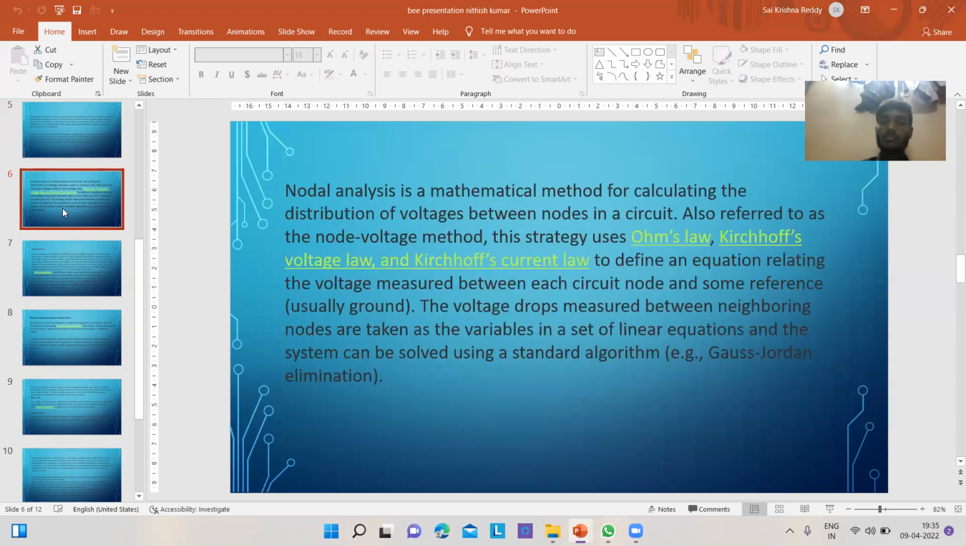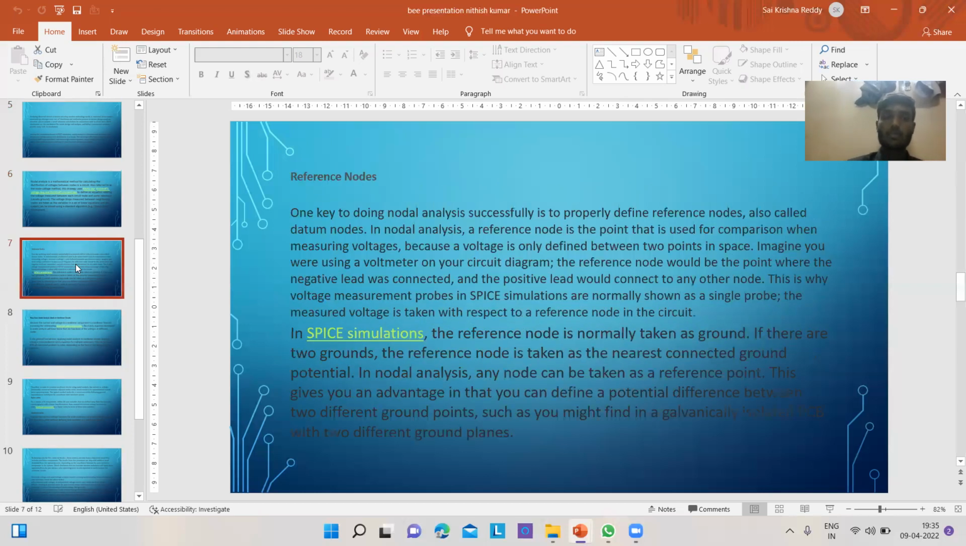Nodal analysis is a mathematical method for calculating the distribution of voltages between nodes in a circuit. Also referred to as the node voltage method, the strategy uses Ohm's law, Kirchhoff's voltage law, and Kirchhoff's current law to define an equation relating the voltage measured between each circuit node and some reference, usually ground. The voltage drops measured between neighboring nodes are taken as the variables in a set of linear equations, and the system can be solved using a standard algorithm, for example Gauss-Jordan elimination.